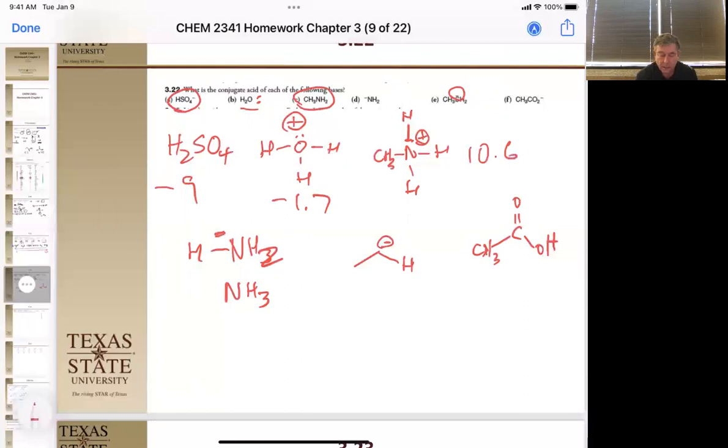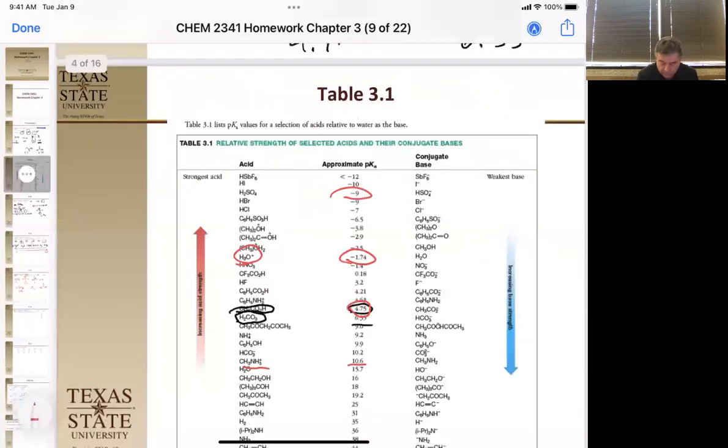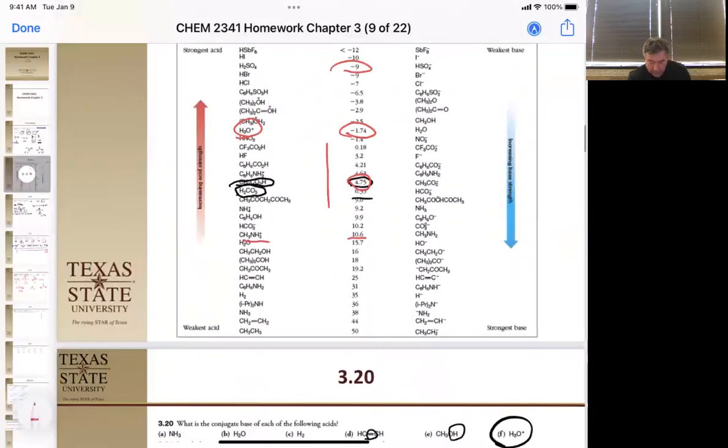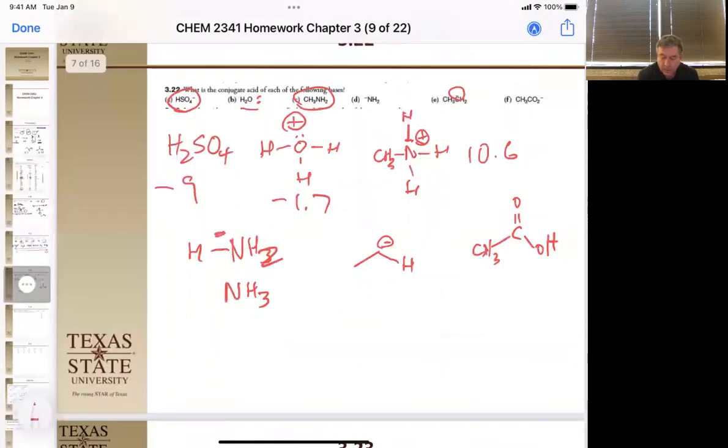10.6. We have ammonia, which is way up here at 38. We have the ethane under here, the ethane here at 50. So this would be 50. This would be 38. And our last one here is at 4.7 right here.